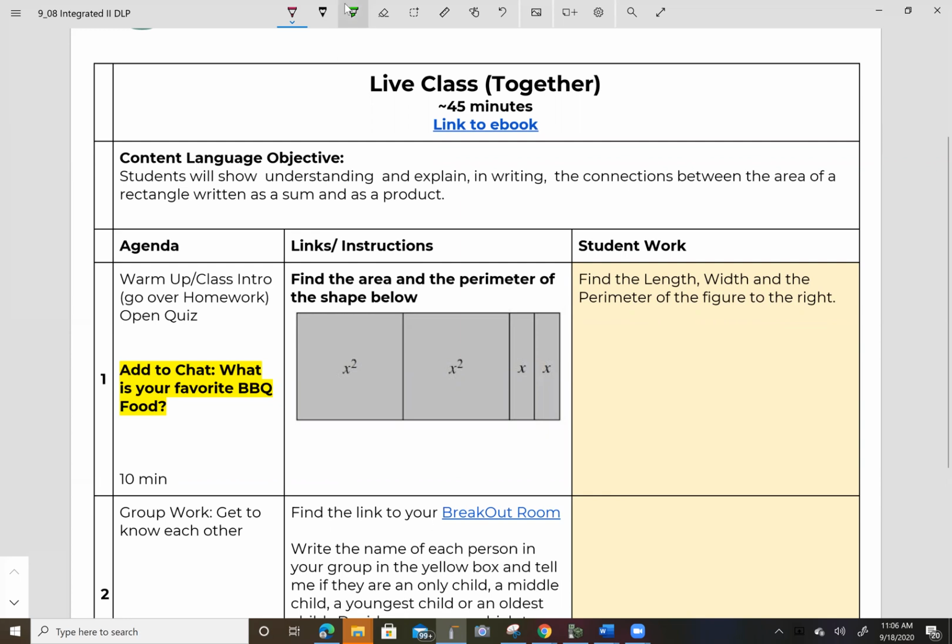Today's content language objective right here: students will show understanding and explain in writing the connections between the area of a rectangle written as a sum, this is important, and the area of the rectangle written as a product. I want you guys to remember a sum means you are adding things together. A product means you are multiplying. That's a little symbol that means multiply.